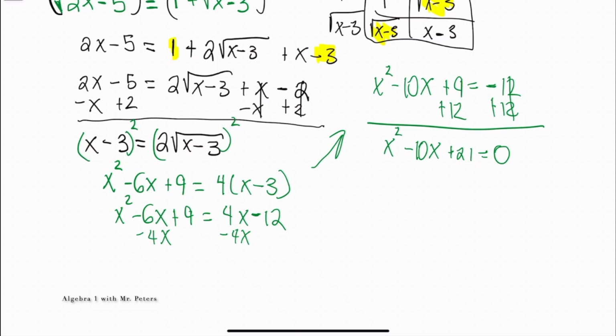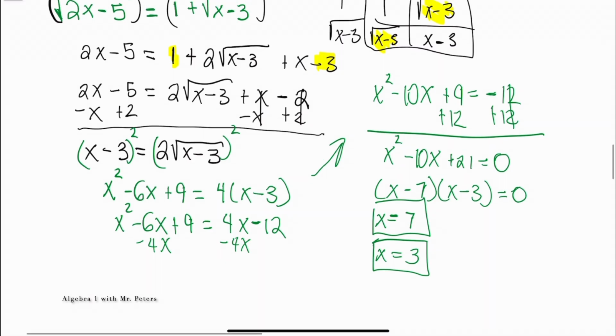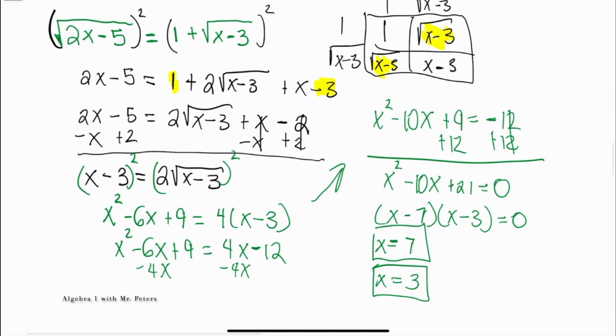So at this step now, family, all we need to do is just factor. So this is going to turn into x minus 7 times x minus 3 is equal to 0. And after we set both factors equal to 0, we're going to get x is equal to 7 and x is equal to 3. And just make sure that you plug this back into the original equation to check if any of these are going to be extraneous solutions.